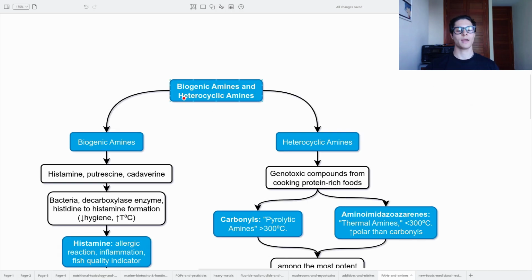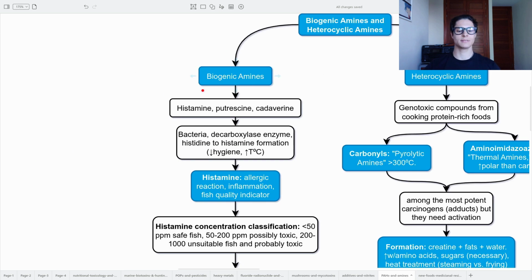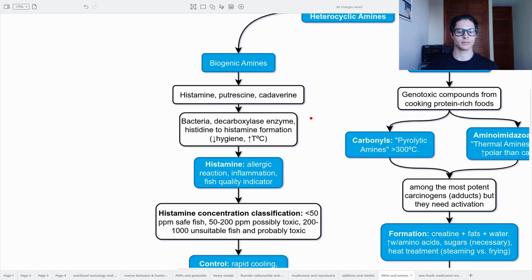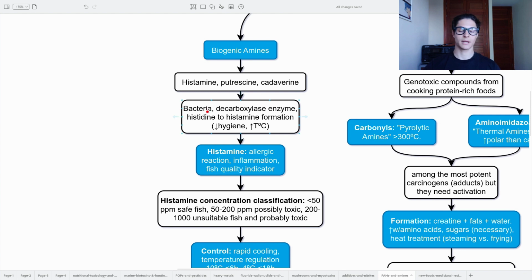Moving on, we have the biogenic amines and heterocyclic amines. The biogenic amines are the histamine, the putrescine, and the cadaverine mainly. There are others, of course, but these are the most important ones. Here, bacteria have decarboxylase enzymes, and this will create histamine from histidine. And this happens when there is low hygiene and higher temperatures, because histamine is an allergic reaction molecule, which is associated with inflammation as well.